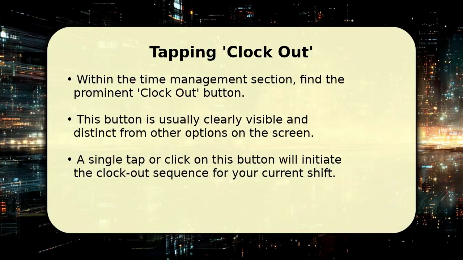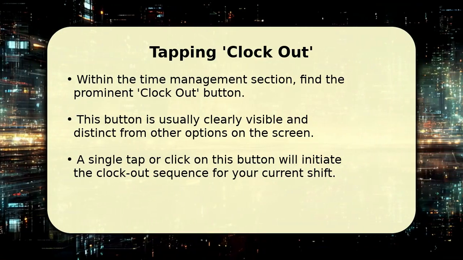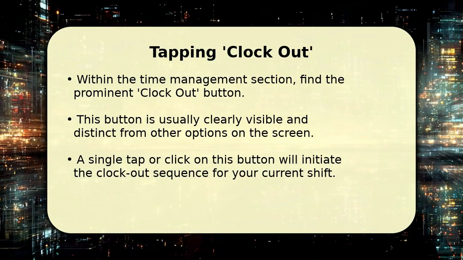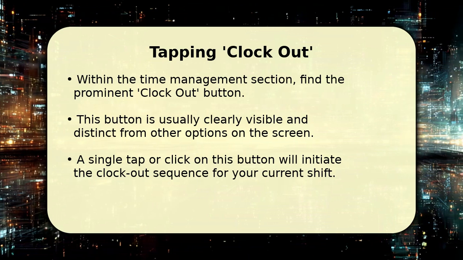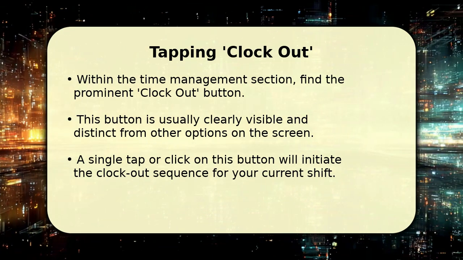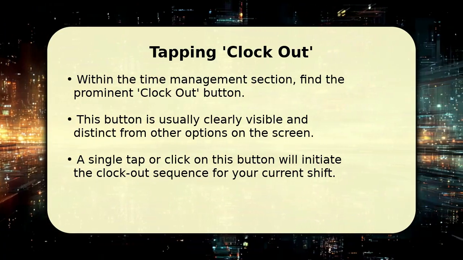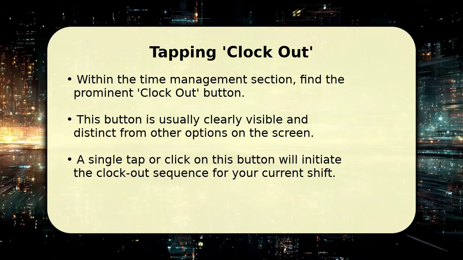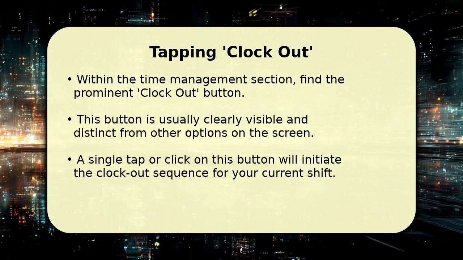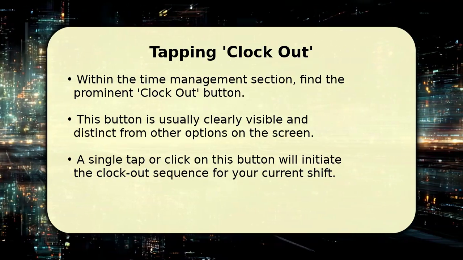After reaching the time management area, your next step is to locate the clock out button. This button is typically large, clearly labeled, and positioned prominently on your screen for easy access. A single, decisive tap or click on this specific button will begin the official clock-out process for your ongoing work shift. This action signals to the system that your workday has concluded, preparing for final confirmation.